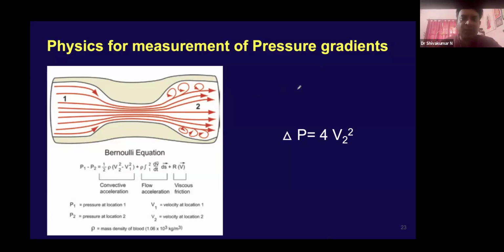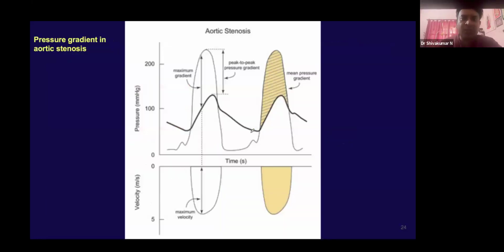The formula is from the Bernoulli equation: delta P, the pressure change between area 1 and area 2. Suppose there is a stenotic lesion over here. The pressure gradient delta P is given by 4 times V2 squared, where V2 is the velocity at the distal location. This is the Bernoulli equation from which we calculate the pressure gradient across a stenosis.